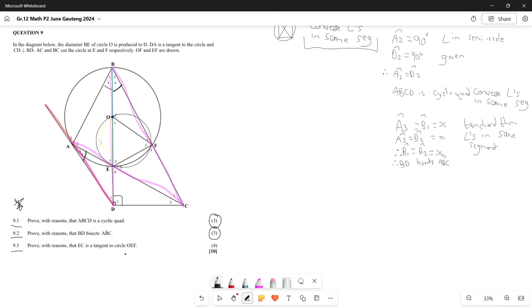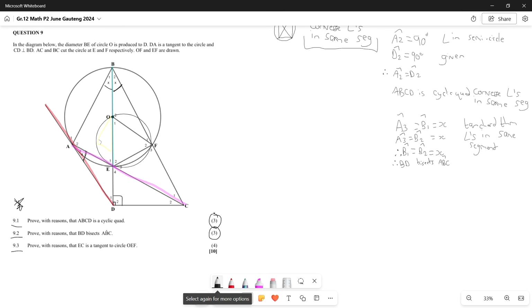So proving with reasons that EC is a tangent to circle OEF, which means we're now dealing with another circle here with O, E and F all touching the circumference here. Okay, and what we need to prove is that EC over here is a tangent to this circle, that it is not cutting through over there.